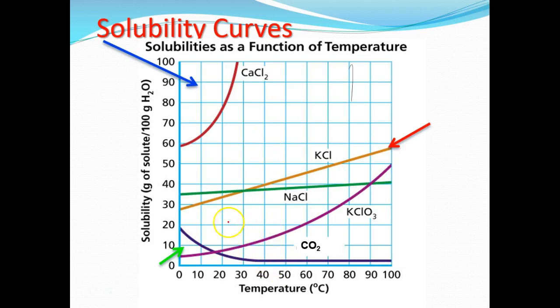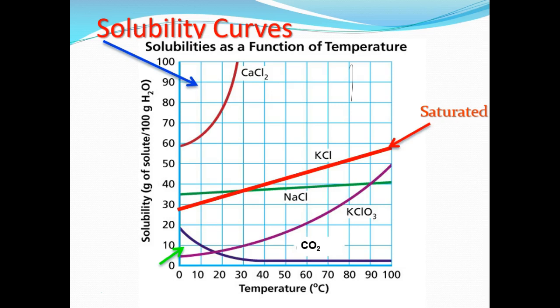So what I was talking about above the line, on the line, and under the line. Let's take KCl right here, this one right here, okay? That orangish line. If you're at 30 degrees Celsius and approximately 38 grams, it's going to be on the line, and that means that it is saturated.